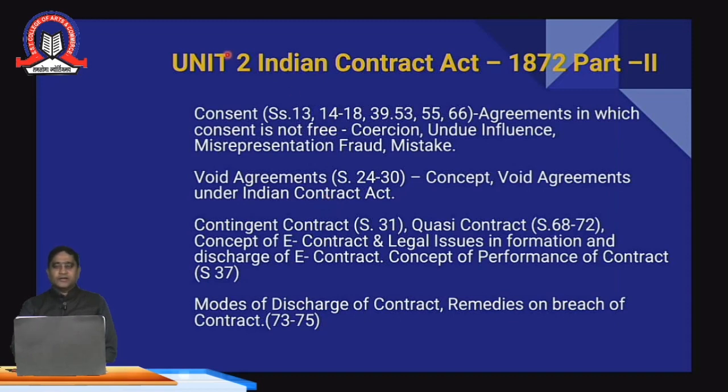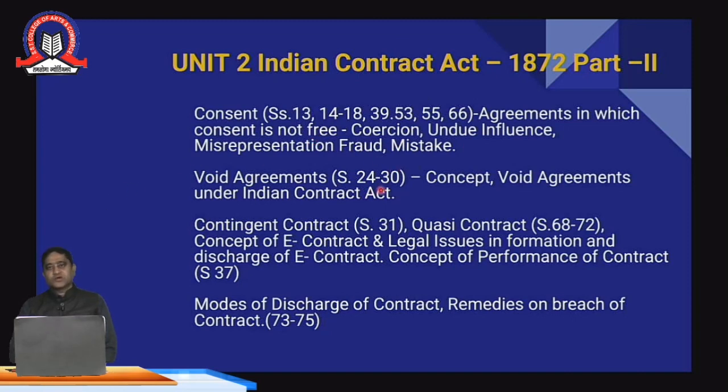Under Unit 2, we will be speaking more about the Indian Contract Act 1872, Part 2, that is consent. We will speak on consent, and when consent is said to be free. Consent is said to be free when it is free from coercion, undue influence, fraud, misrepresentation, or mistake of law and mistake of fact. When a person gives consent to another person, he should make his mind clear and his intention clear for entering into the contract. We will also speak about agreements in which consent is not said to be free. These are the elements where consent is said to be free: coercion, undue influence, misrepresentation, and mistake of law and fact.